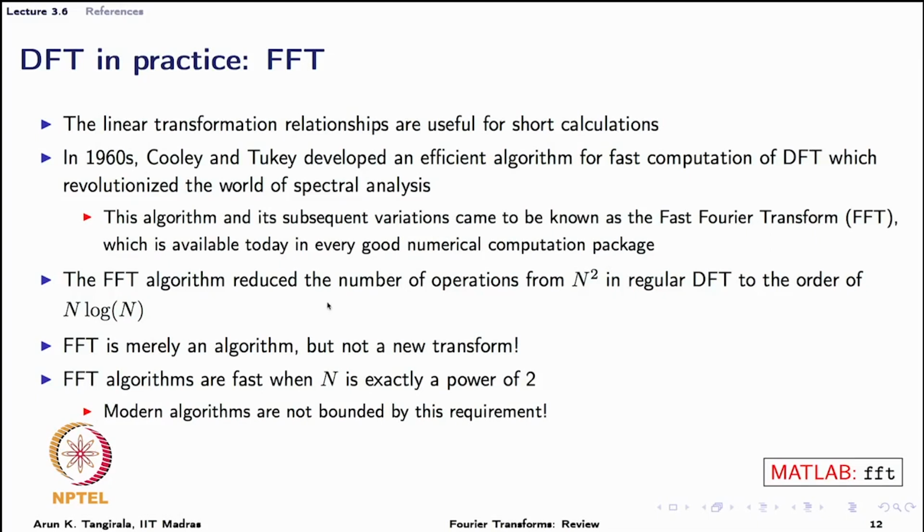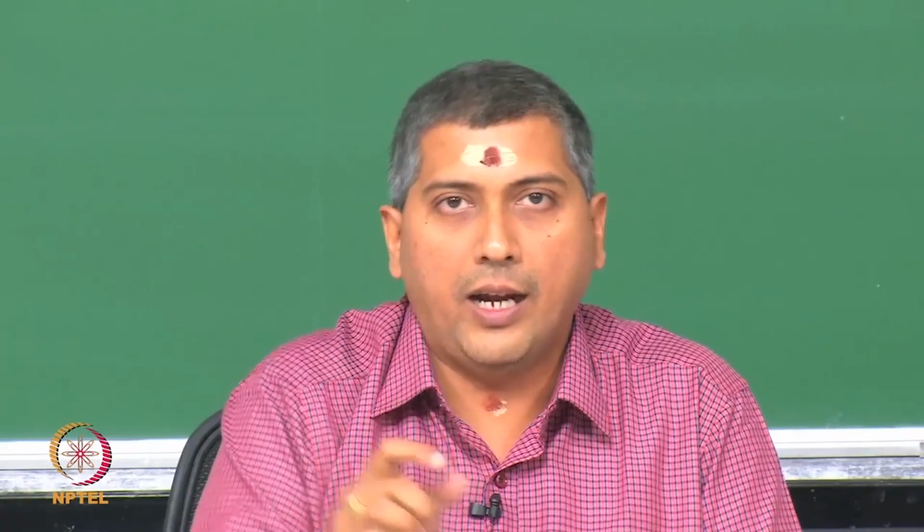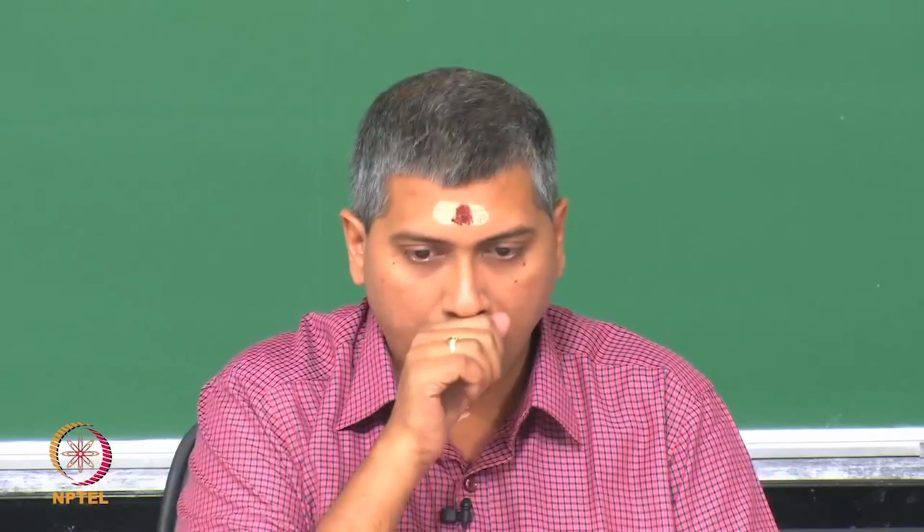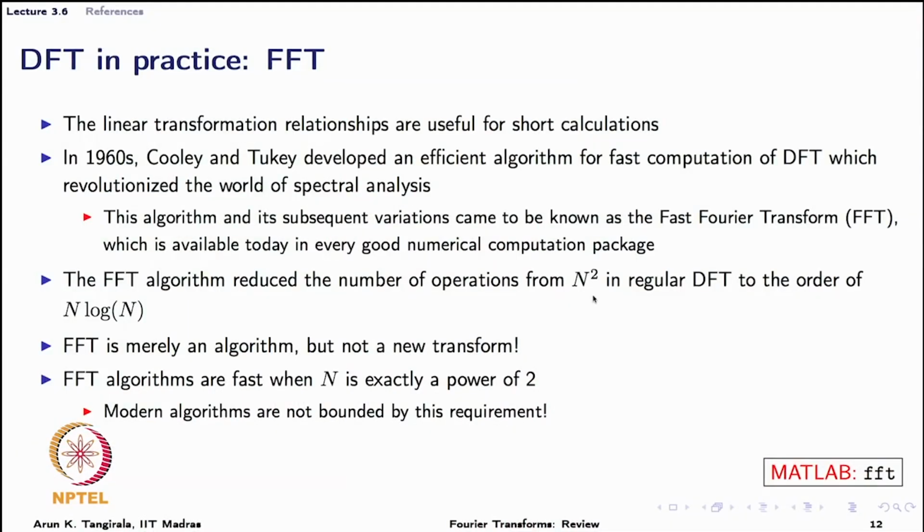What did the FFT do? It essentially reduced the number of operations from N square. If you look at the summation in the DFT, and if you have to compute over N frequency points, then the number of operations required is N square. FFT reduced that to N log N, where the logarithm is to base 2. Okay. Now, that is a considerable reduction, otherwise you would require huge computers or supercomputing to compute the Fourier transform.